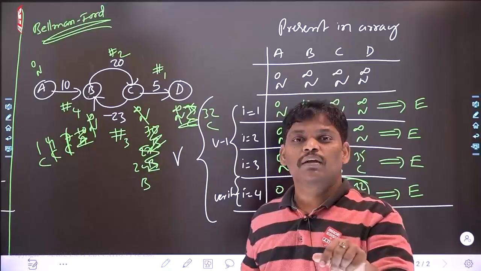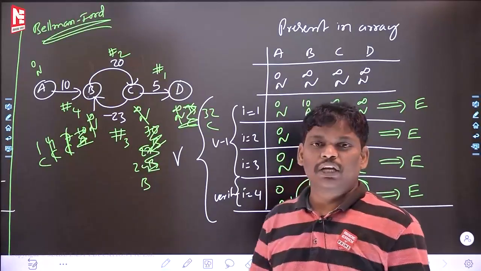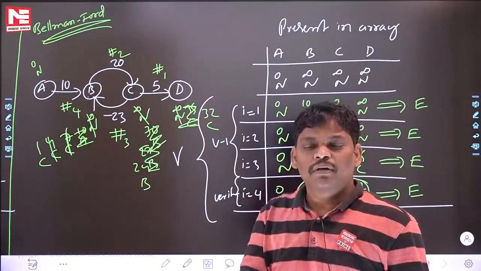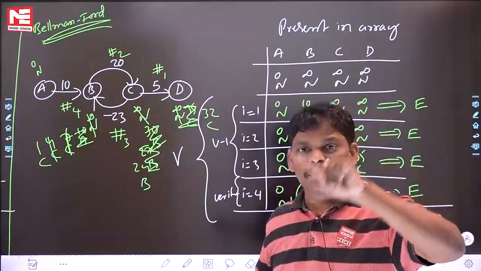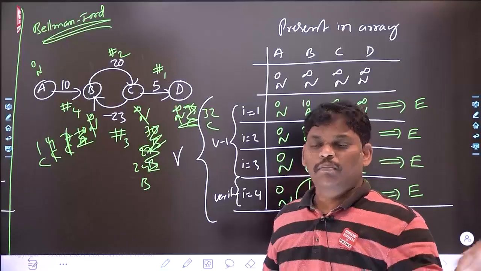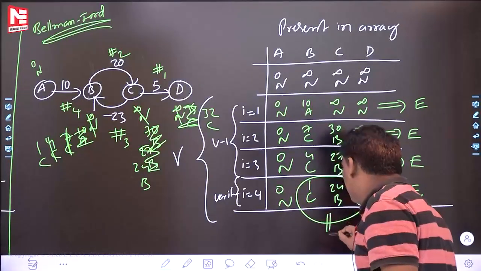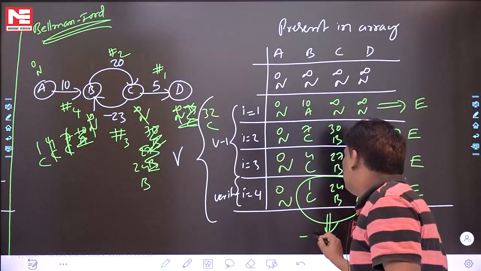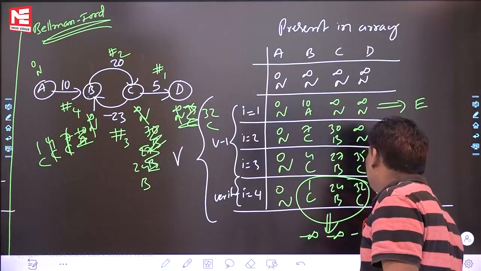That means, what is the meaning? They will change every time. Negative edge weight cycle means what? They will change every time. If in the V round also someone is changing, they are part of the negative edge weight cycle or depending upon the negative edge weight cycle, which means they will change every time. So no need to continue further. All those 3 values you can make as minus infinite. They will change every time.